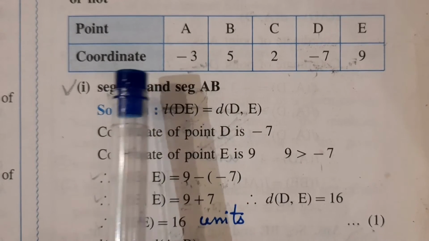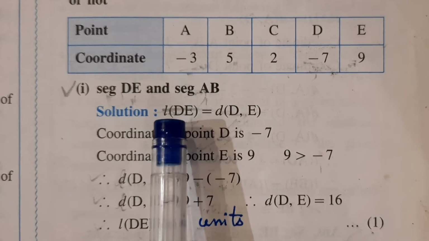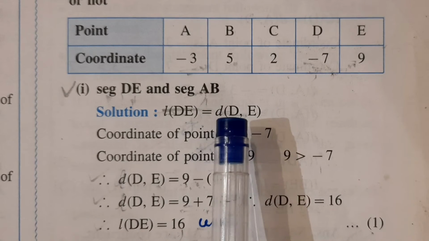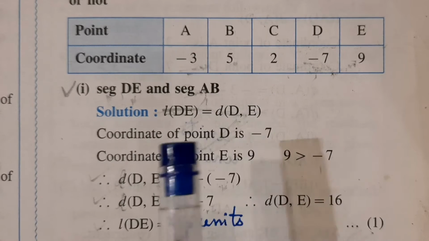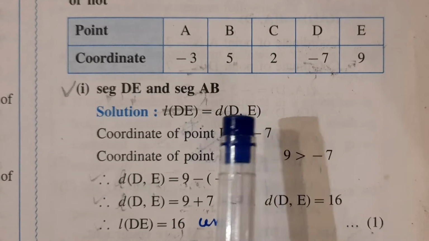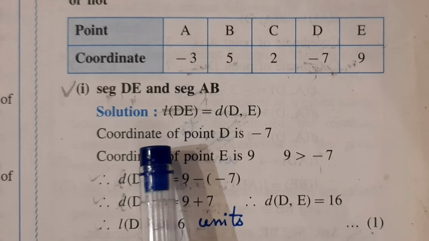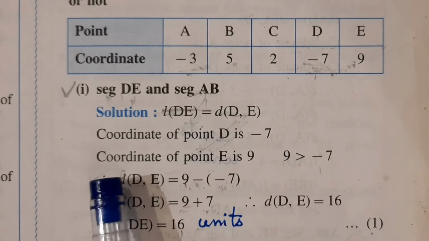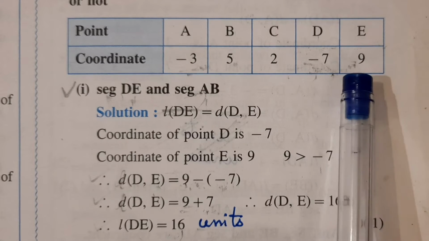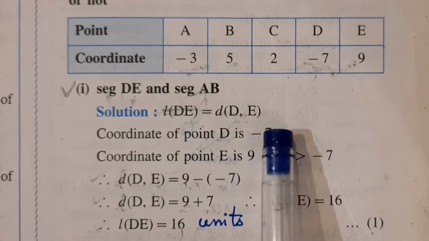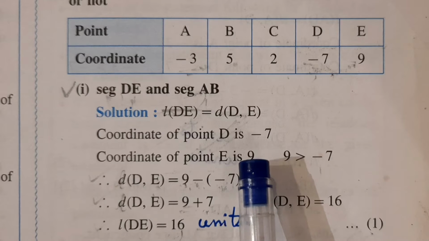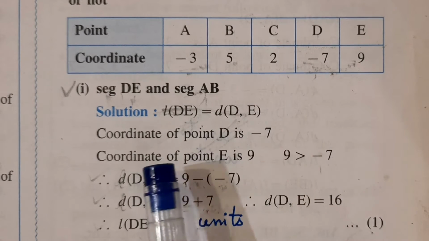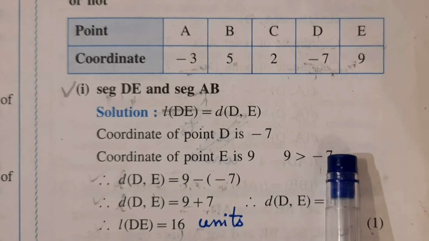Now let us see how we'll find the length of segment DE. The length of segment DE is the same as distance DE, which we found in exercise 1.1. To find distance DE, we must see the coordinate of point D in the table. It is -7, and the coordinate of point E in the table is 9. Now out of these two coordinates, see which is the greater coordinate. 9 comes on the right hand side of -7. Therefore 9 is greater than -7.